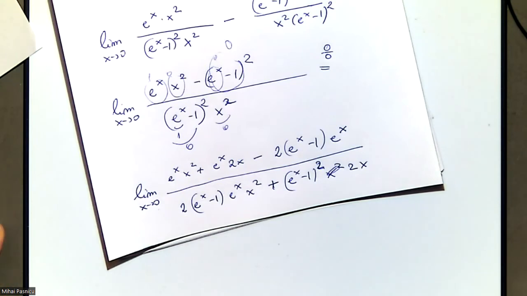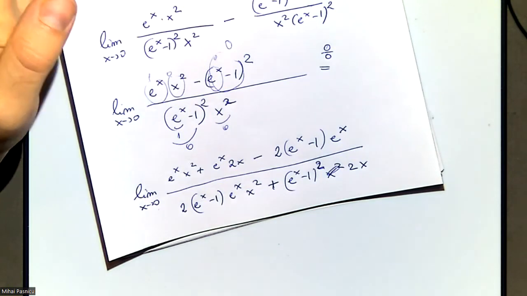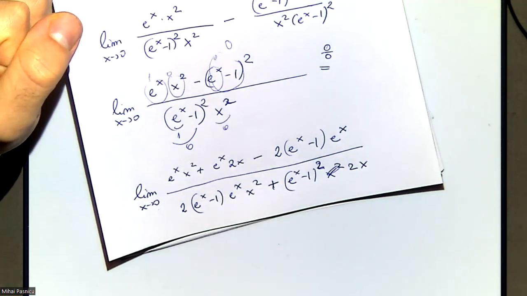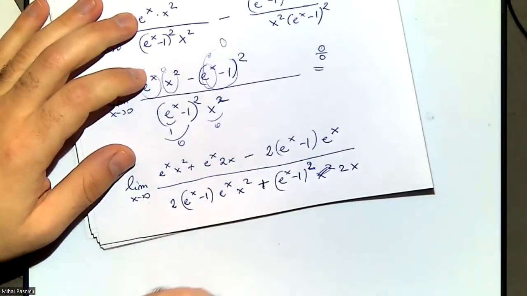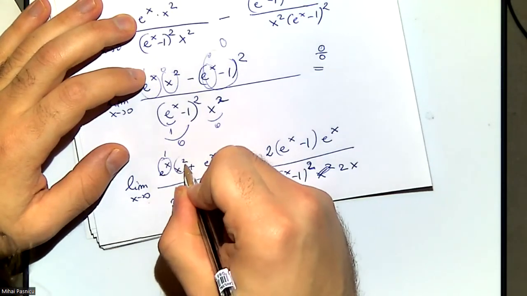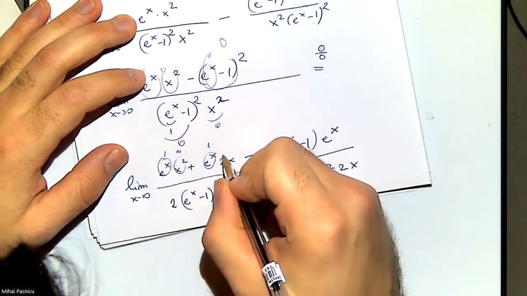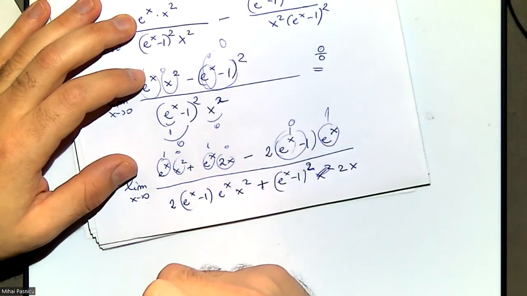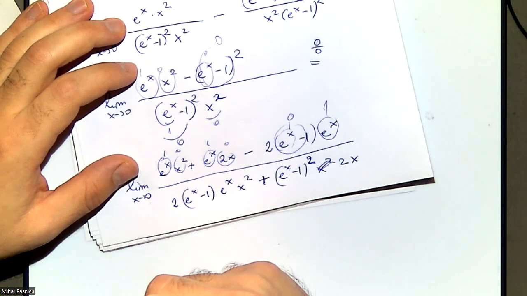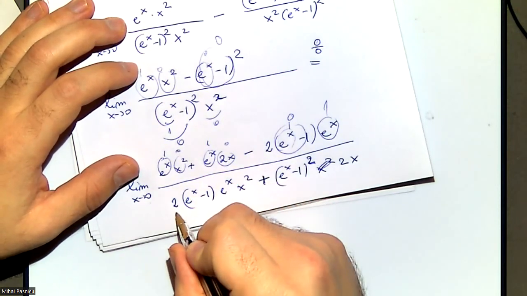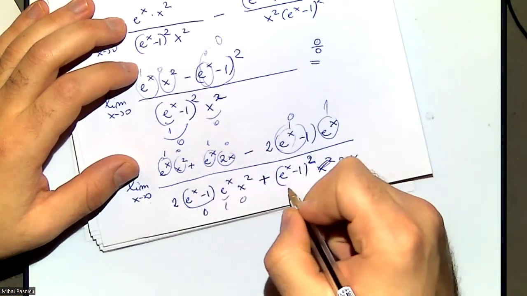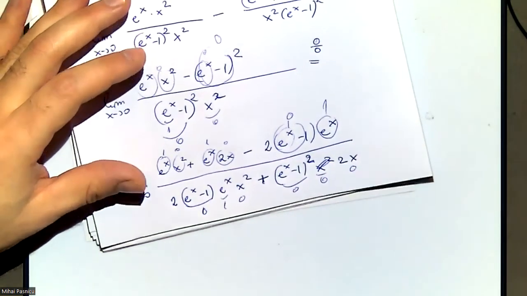So let's evaluate this again. Are we going to get anything better than we already have? Not really. We still get 0 over 0. So we evaluate again. We get 1, 0, 1, 0, 1, 0, 1. Doesn't look like it's going away, to be honest, which is not okay. And here I have 0, 1, 0, 0, 0, 0.